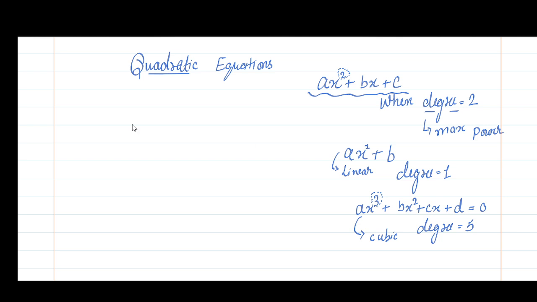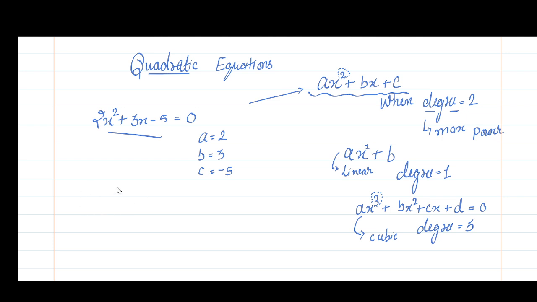For example, if I write 2x squared plus 3x minus 5 equals 0, this is written in the form of a quadratic equation, where you can compare it with the general one. After comparing, you can see a is equal to 2, b is equal to 3 and c equals minus 5.